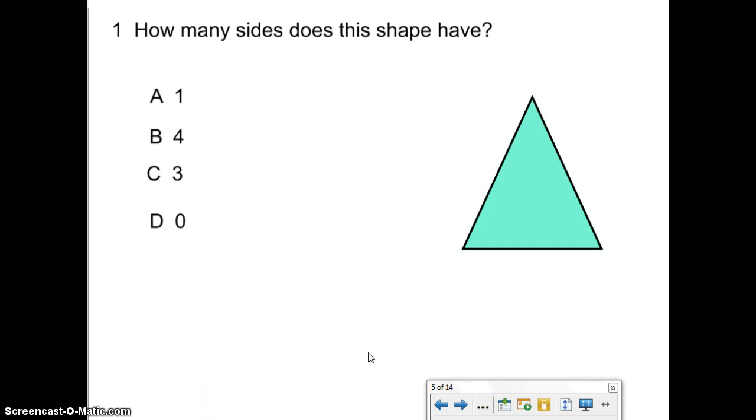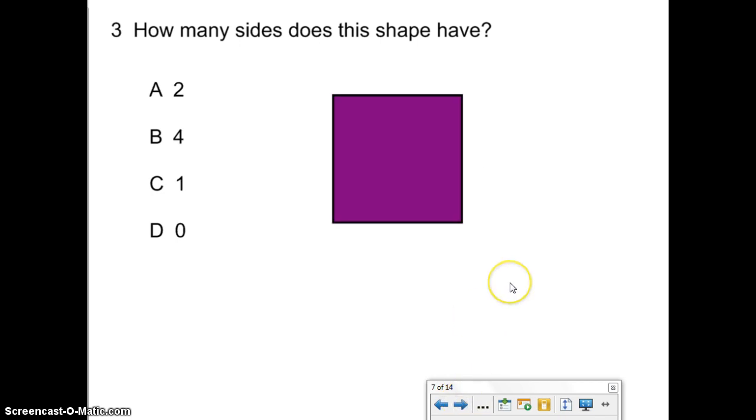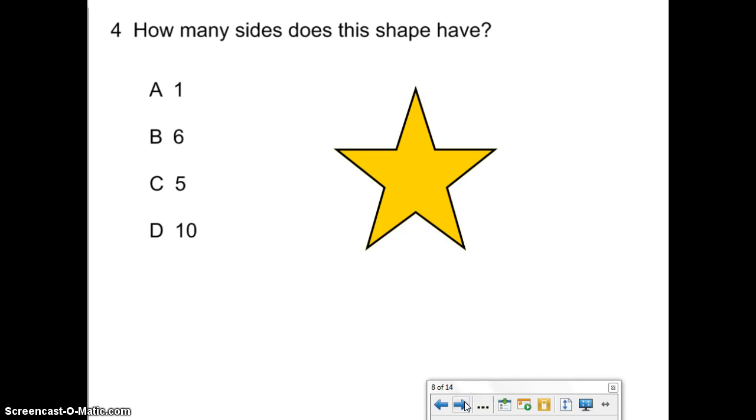So this activity has multiple questions. So moving on to the second question, same concept. How many sides does this shape have? So students will click in with their response. And then moving on to a square, how many sides does this shape have? So ideally, students will select 4, and the teacher will be able to see the responses of the students based on the clicker. Also, we have a star. So, same thing. How many sides does this shape have? Students will click in their answer.